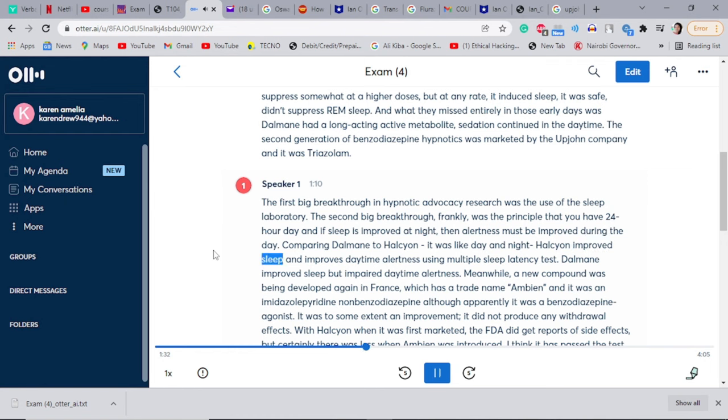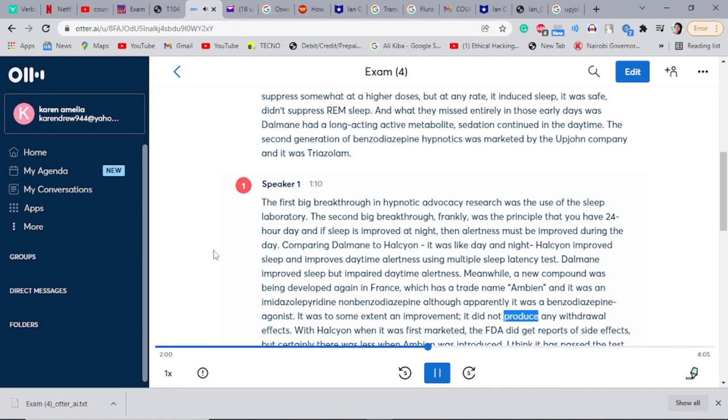Halcyon improved sleep and improved daytime alertness using multiple sleep latency tests. Dalmain improved sleep, but it impaired daytime alertness. Meanwhile, a new compound was being developed again in France, which has a trade name Ambien, and it was an imidazopyridine, non-benzodiazepine, although it apparently was a benzodiazepine agonist. It was, to some extent, an improvement.